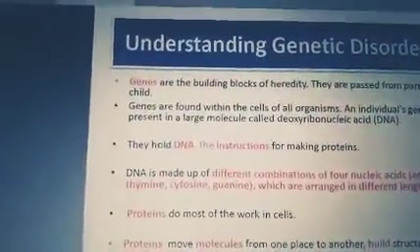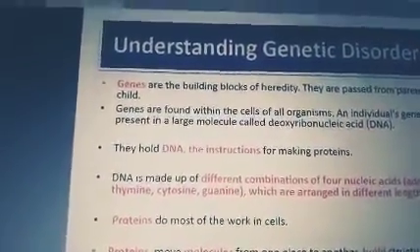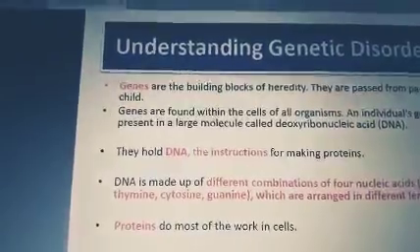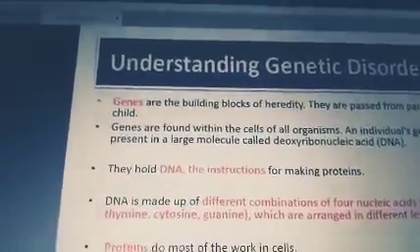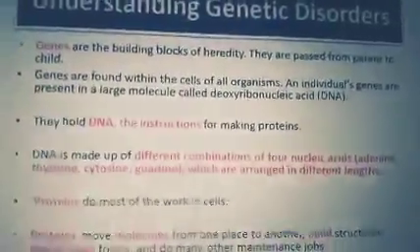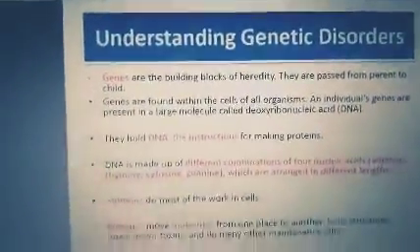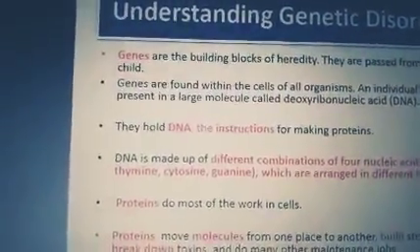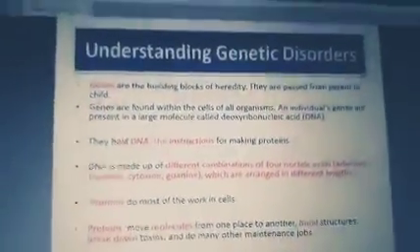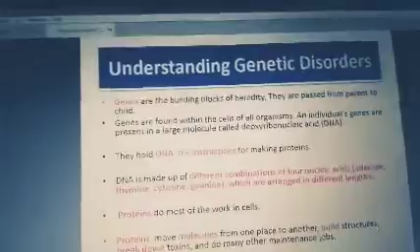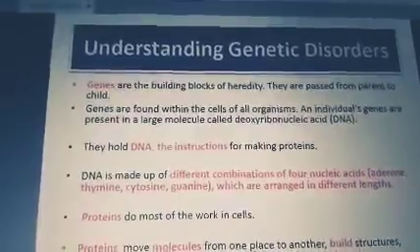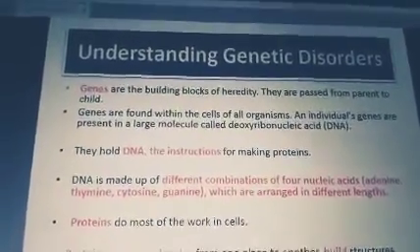Understanding genetic disorders: genes are the building blocks of heredity, as we know, and we have gone through the basic nature of genes. A small segment of DNA is called a gene. Genes are found within the cells of all organisms, whether DNA is the genetic material or RNA is the genetic material, depending on the species or what type of organism it is. DNA holds the instructions for making protein. The main function of DNA is that it acts as the initiation molecule for the central dogma, leading to the production of the desired protein.